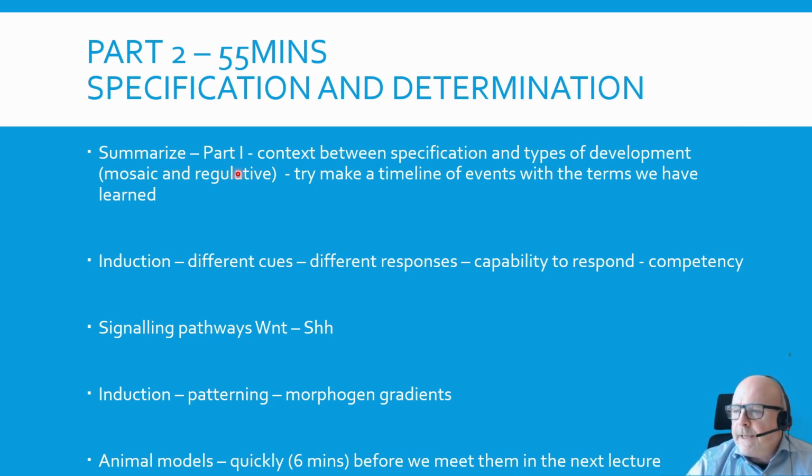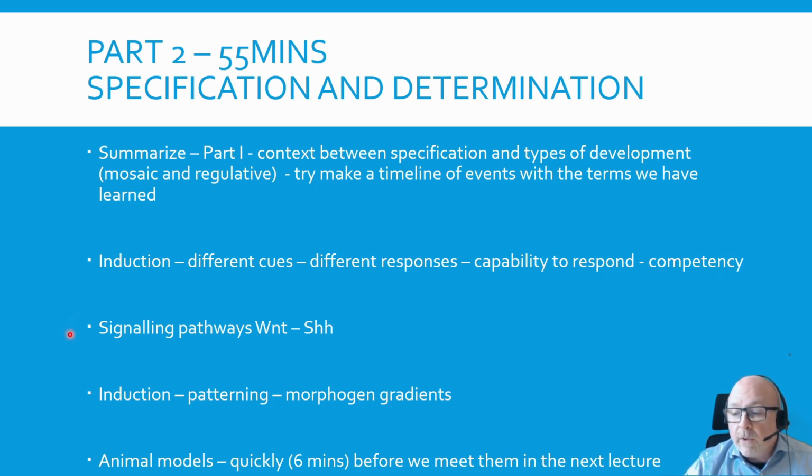It will start summarizing part one, trying to give context between specification and types of development, bringing in terms we've used, mosaic and regulative. And we will try and make a timeline of events with the terms that we have learned, and we see that the times these things happen at are very overlapping and it's difficult. We will start discussing the term induction and different responses, and how the capability to respond to this signal is referred to as competency.